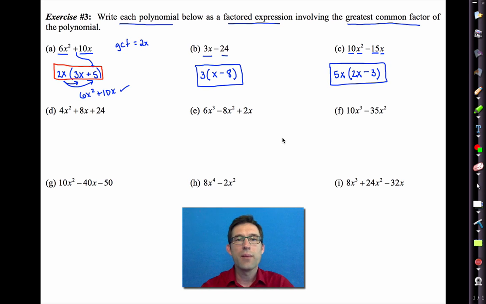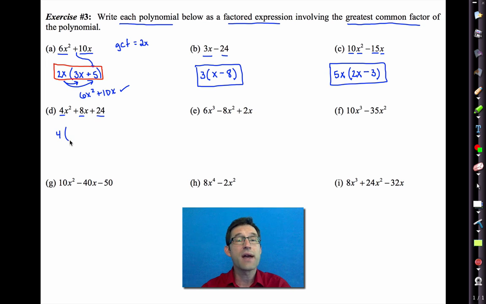Let's do one that's a little bit more complicated, or at least it looks like it is. A nice little trinomial here. So I look at the 4, the 8, and the 24. The largest number that goes into each one of those is 4. Now, there is no variable I can pull out because the 24 doesn't have an x attached to it. So the GCF is just 4.